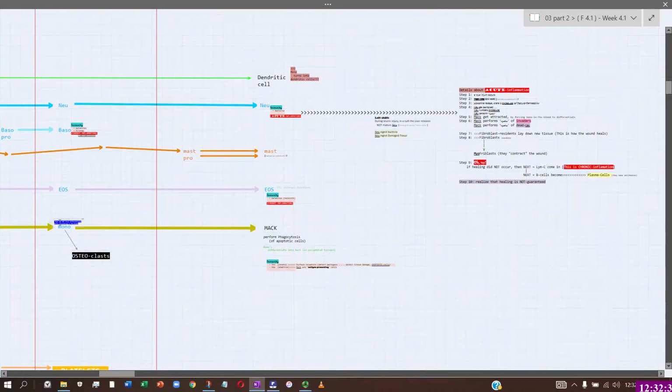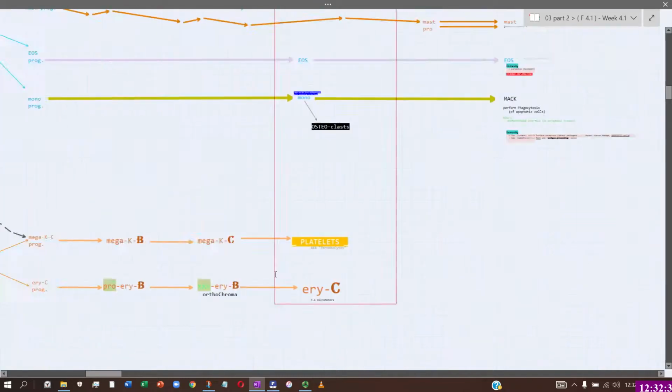And apparently, this isn't really relevant right now. Something about osteoclasts, and that's it.